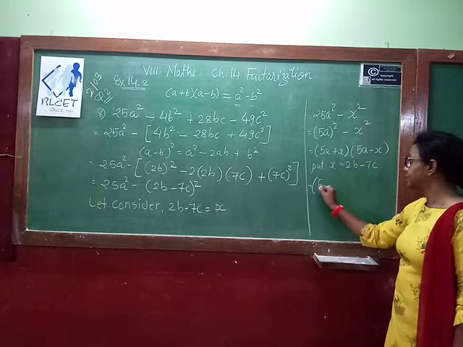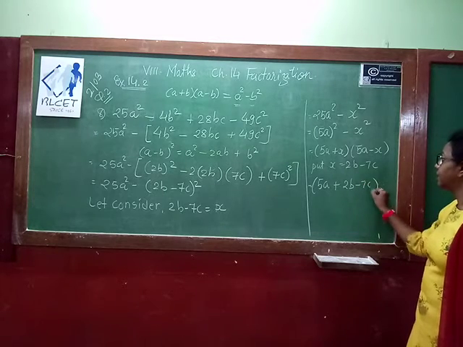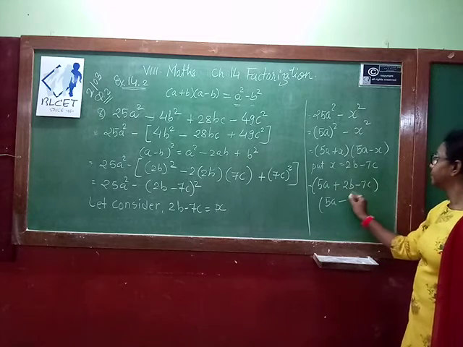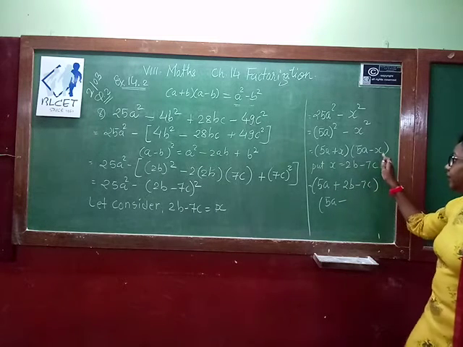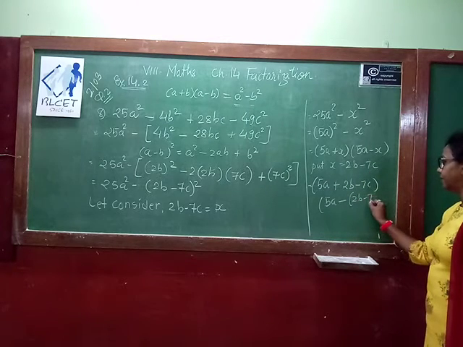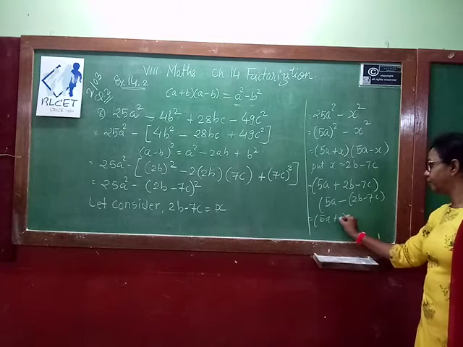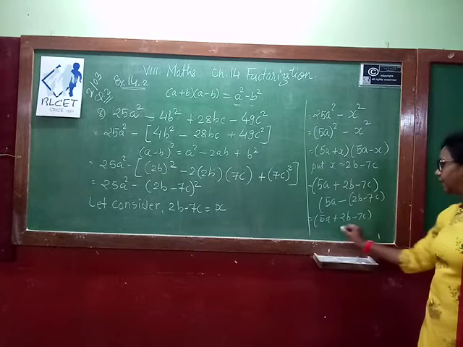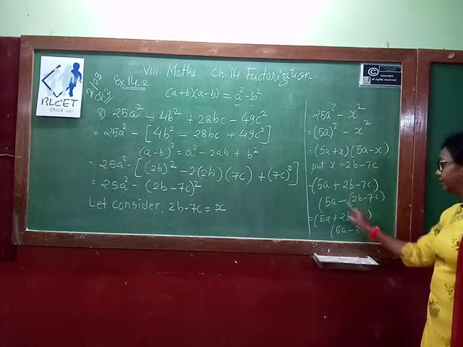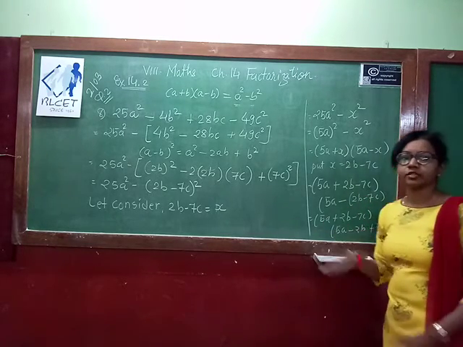So what we are getting? 5a remains as it is plus 2b minus 7c first. In the second bracket 5a as it is minus x. So in the bracket if you write 2b minus 7c, what answer are you getting? 5a plus 2b minus 7c. Another bracket 5a minus 2b plus 7c. So this way we can solve the last question.